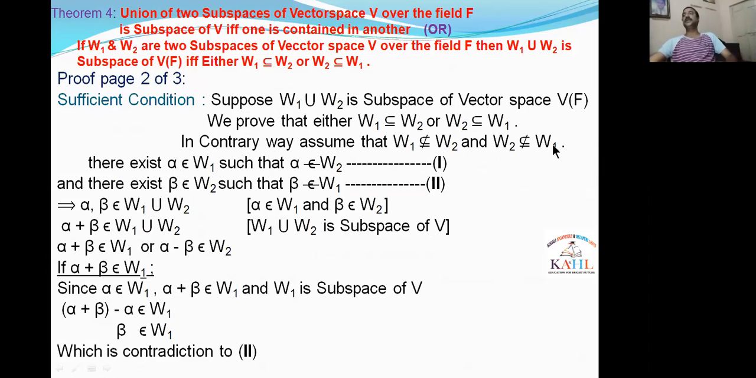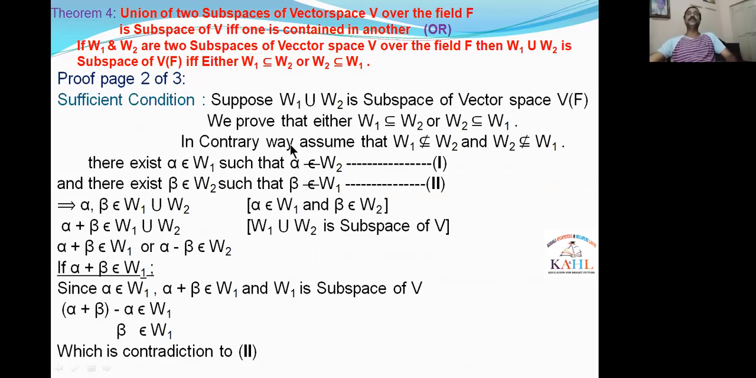Similarly, for W2 is not contained in W1, there is an element in W2 that is not in W1. That means there exists beta belonging to W2 such that beta does not belong to W1. For both conditions, alpha is in W1, alpha is not in W2, beta is in W2 and beta is not in W1. I am taking these two as 1 and 2. Now alpha is in W1, beta is in W2, so alpha and beta both are in W1 union W2.